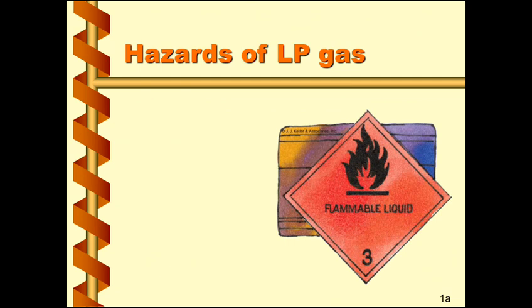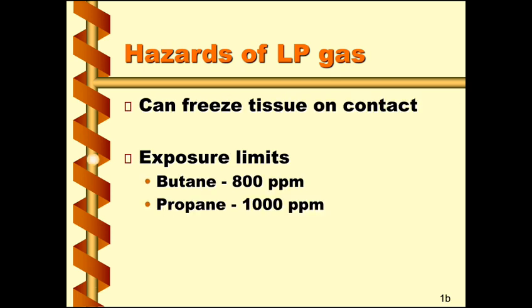What are the different types of hazards we come across? It has the flammable property. It is an asphyxiant, with high chemical and thermal properties which will affect human health, and it can freeze tissue on contact. It will freeze the tissue or skin. Exposure limits are butane 800 parts per million, and propane 1000 parts per million. Usually, liquid petroleum gas contains chemicals such as butane and propane.